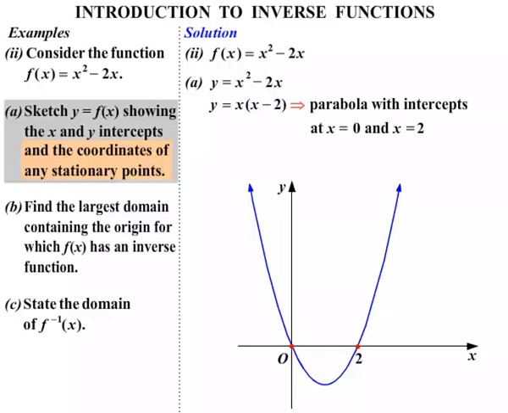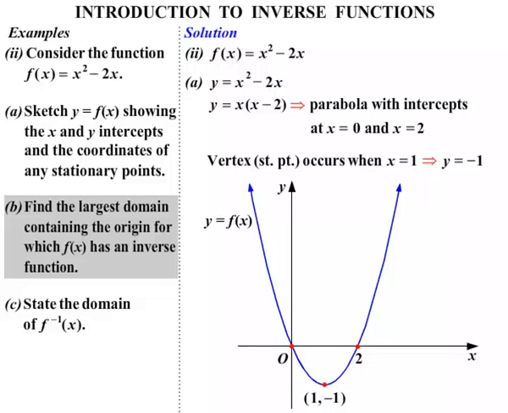Now the coordinates of any stationary points. Well, certainly we don't really need to do any calculus here because it's a parabola, straightforward. We can realize that it's going to occur between 0 and 2. So the vertex or stationary point occurs when x equals 1. So let's substitute x equals 1 into the equation there. We get that y equals minus 1. So x equals 1, y equals minus 1. Let's mark that in on the diagram. 1, minus 1.